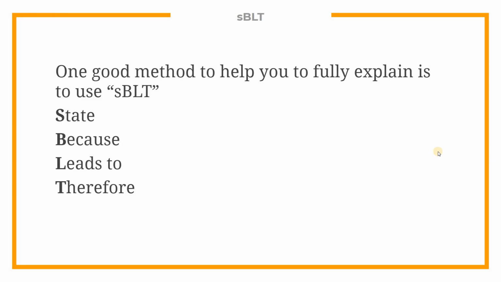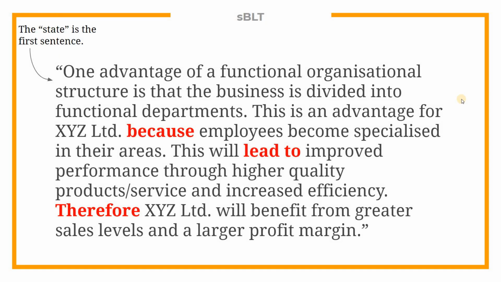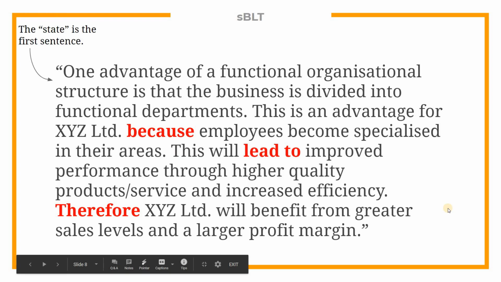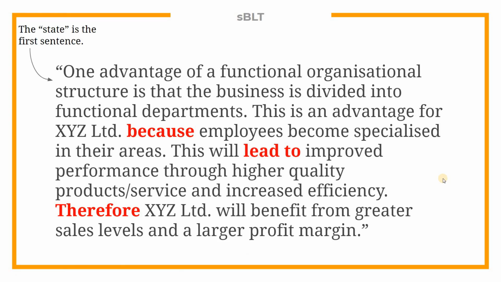Now, something to help you get that right is this method here to fully explain, state BLT. So you state your answer, then you go because, leads to, therefore. Now, if I bring up my answer again, you can see that I've done that, right? I've stated my answer here. Then I said this is an advantage for XYZ Limited because, and that got me to the explained part. And I said this will lead to this, therefore this will happen. Okay, so that's how I make sure I've done everything I need to, and I've got those two steps in my effect or impact. That structure usually helps me. Hopefully it helps you as well. So that will get you to merit level by doing that.